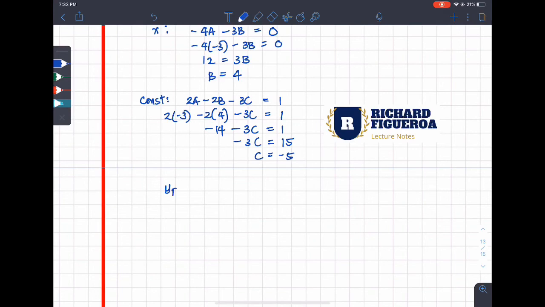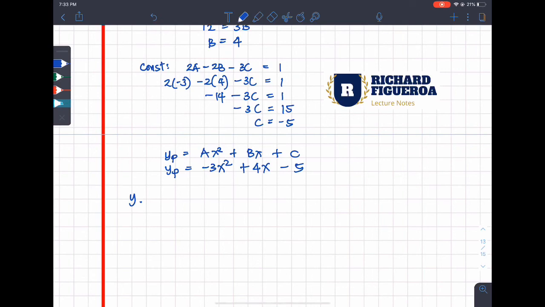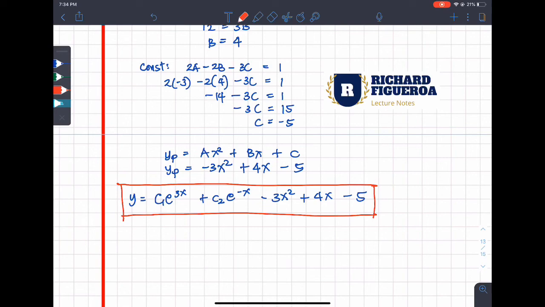And thus, if our yp, our particular solution, is ax squared plus bx plus c, then yp would be negative 3x squared plus 4x, and lastly minus 5. And lastly, our general solution y of x would be equal to c1 e raised to 3x plus c2 e raised to negative x minus 3x squared plus 4x minus 5. And that would be our general solution, and that would be our last example for this method.